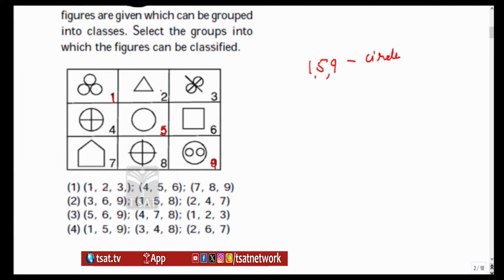Now what is the second one? In the second figure you are having polygons, like a triangle here. So 3 angles or lines. When you are having this triangle, square and pentagon, I can make one particular group. So 2, 6, 7 forms one group based on which character? Based on polygon.